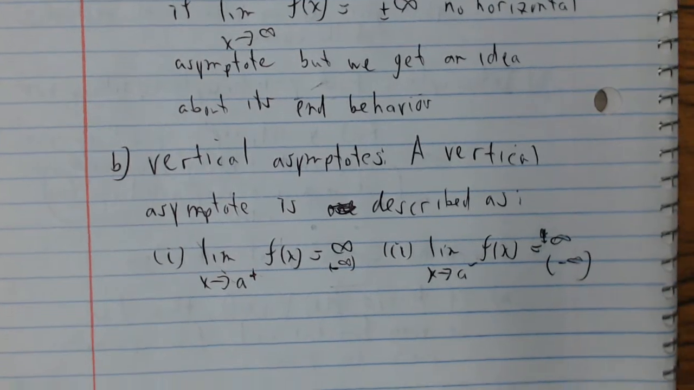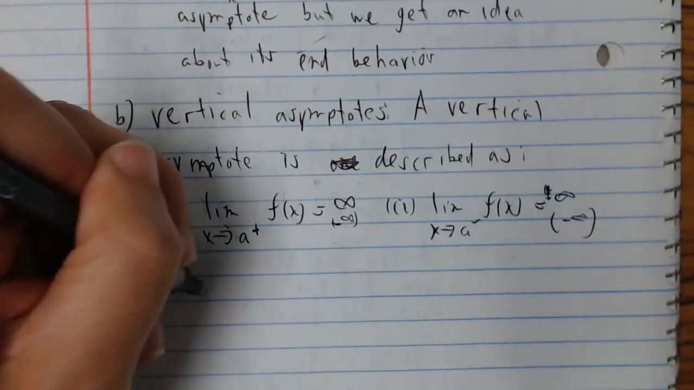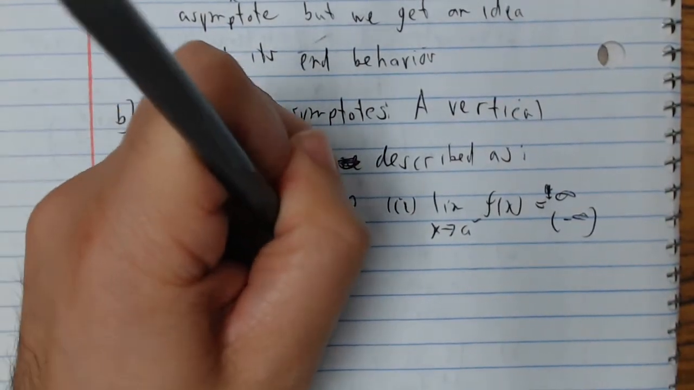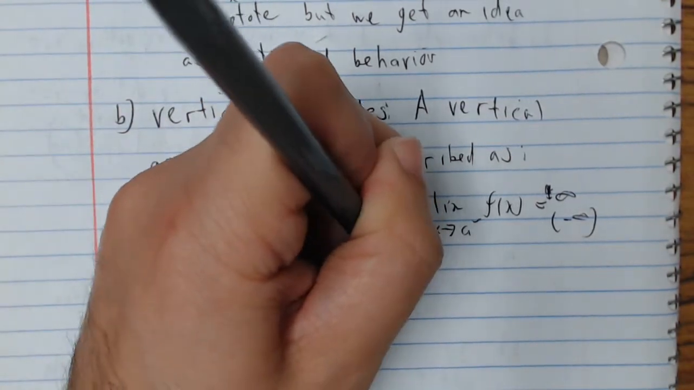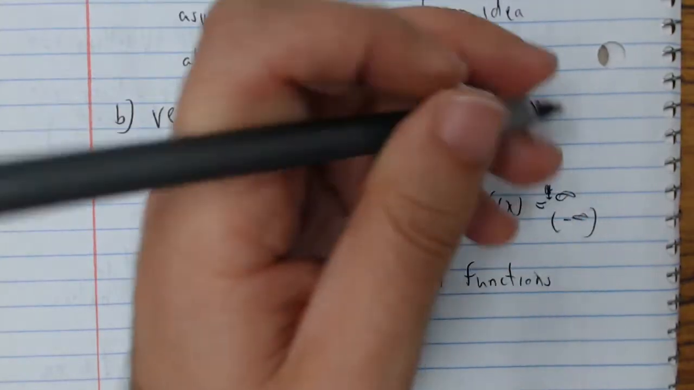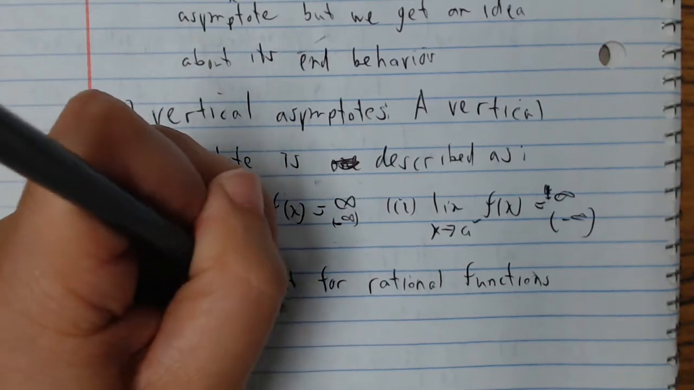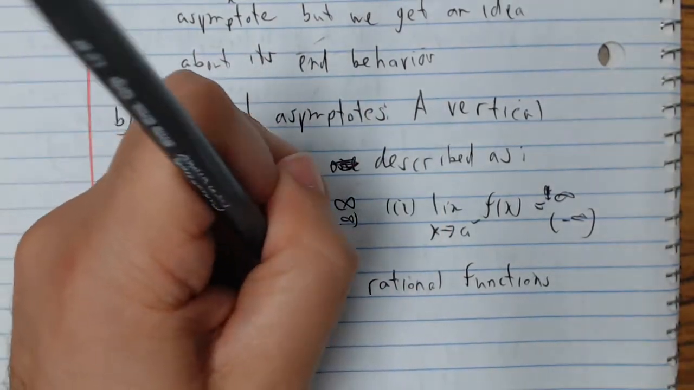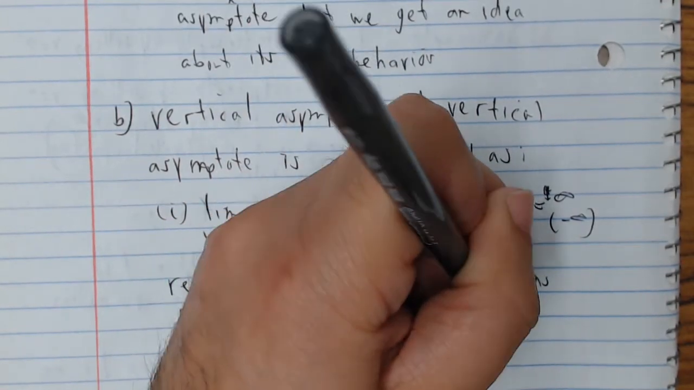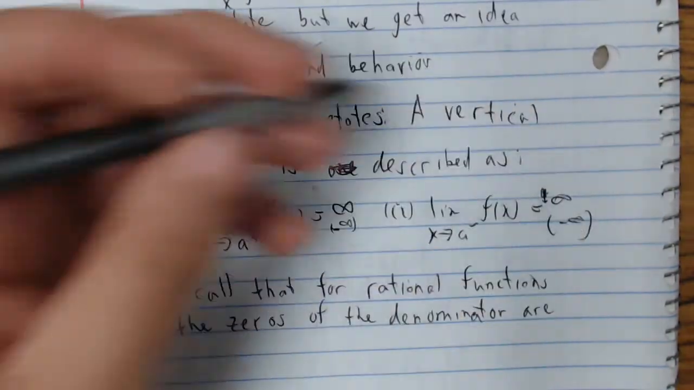Okay, so if you remember, for rational functions, what is it that we learned? Recall that for rational functions, the zeros of the denominator are practically our vertical asymptotes. The zeros of the denominator are vertical asymptotes.